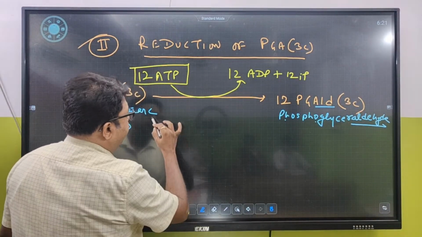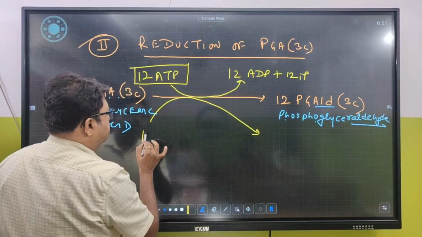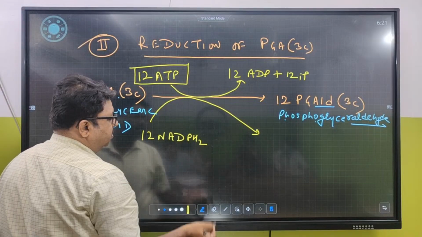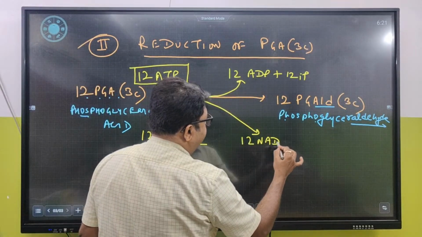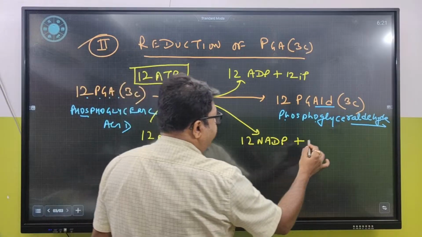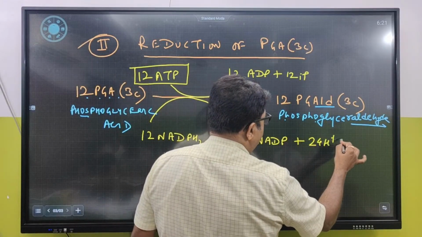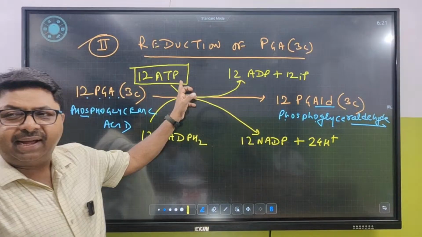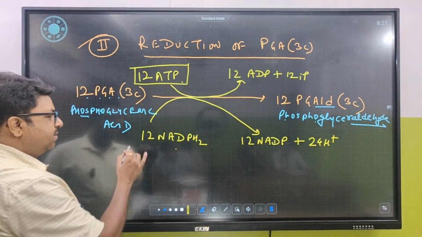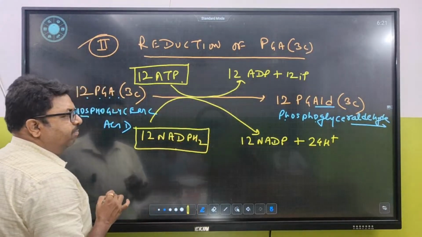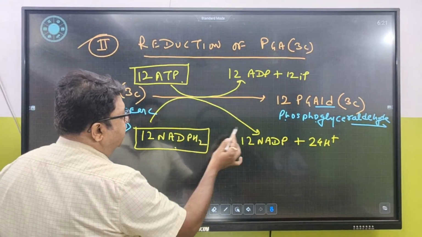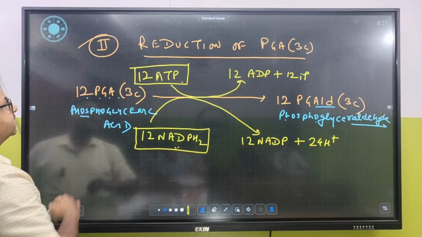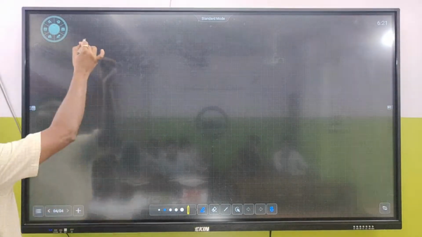And also, not only this, 12 NADPH2 is also required to be broken down into 12 molecules of NADP plus 24 H plus. Is this clear? So 12 molecules of NADPH2 and 12 molecules of ATP are required. This is the second step of the dark reaction.